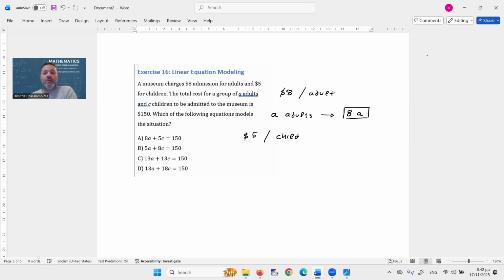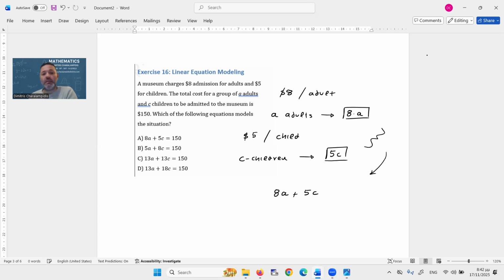Here, however, we bought C children tickets. So they paid a total of 5C for all the children. In total, for both adults and children, we paid 8A for all adults and 5C for all children.